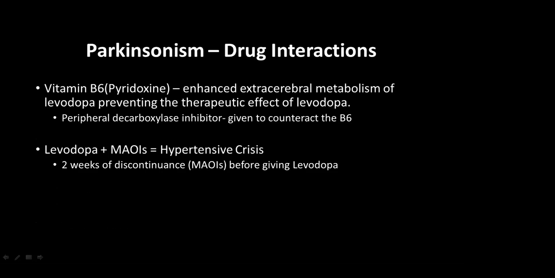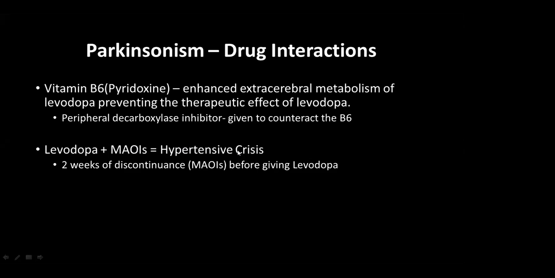For the drug interactions, we have two. The vitamin B6 and the MAOIs. As I said earlier, MAOI prevents the metabolism of dopamine. Thereby, if you give levodopa, increasing the dopamine concentration, and then you give MAOI, which prevents the breakdown of the dopamine, thereby increasing the levels of the dopamine, leading to hypertensive crisis. It is important to discontinue the MAOI 2 weeks before giving levodopa.